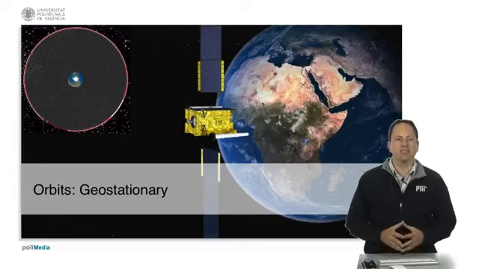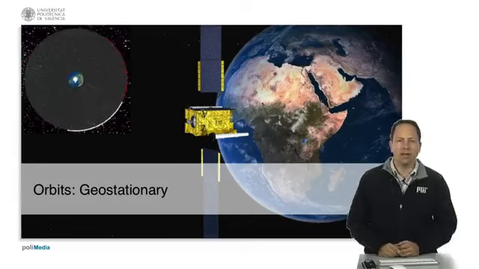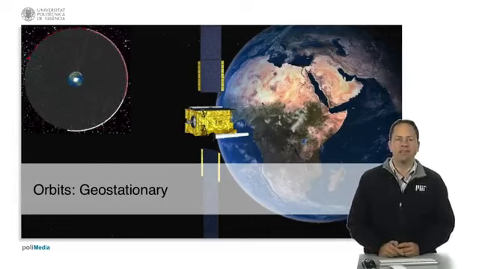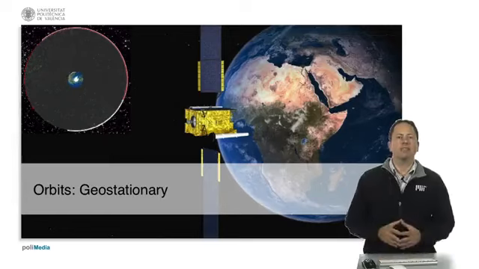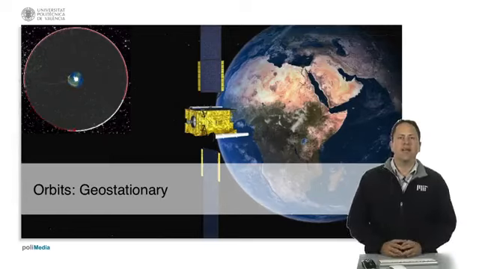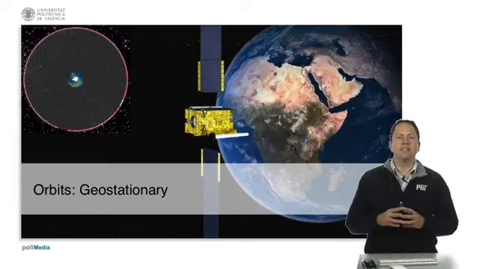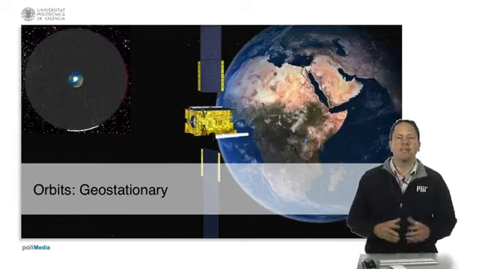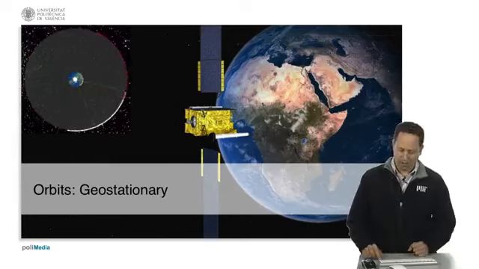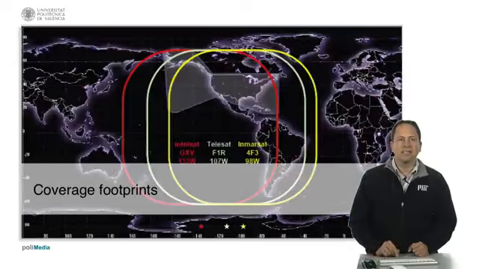The concept of geostationary communication satellites was first proposed by Arthur C. Clarke in 1945 in a British magazine, and that's why the term Clarke belt is employed as a description of the geostationary orbit.